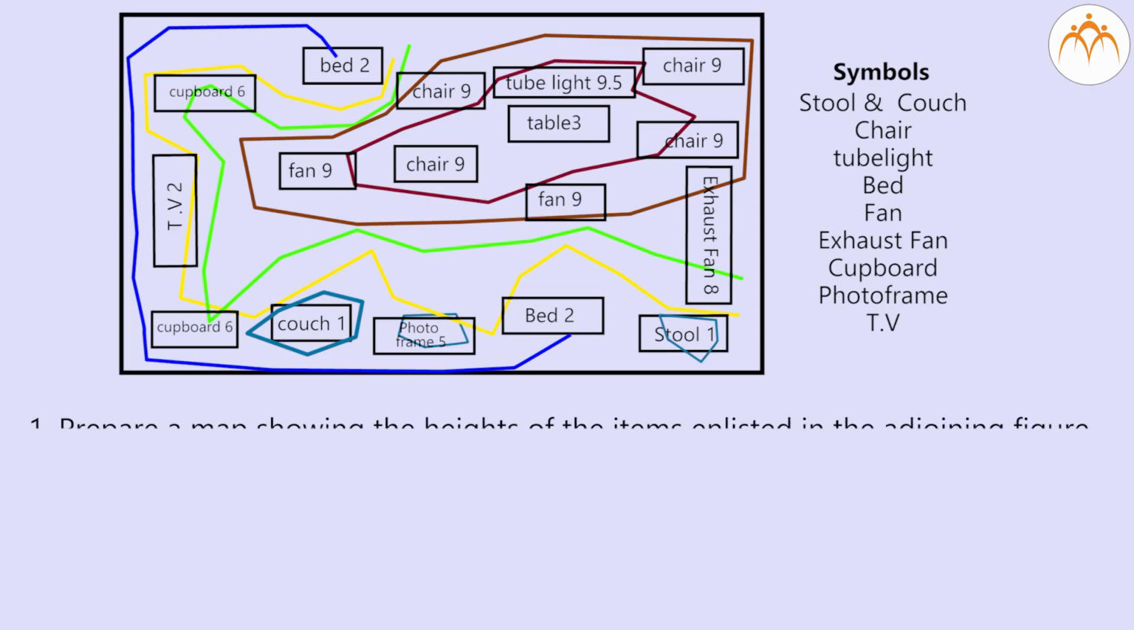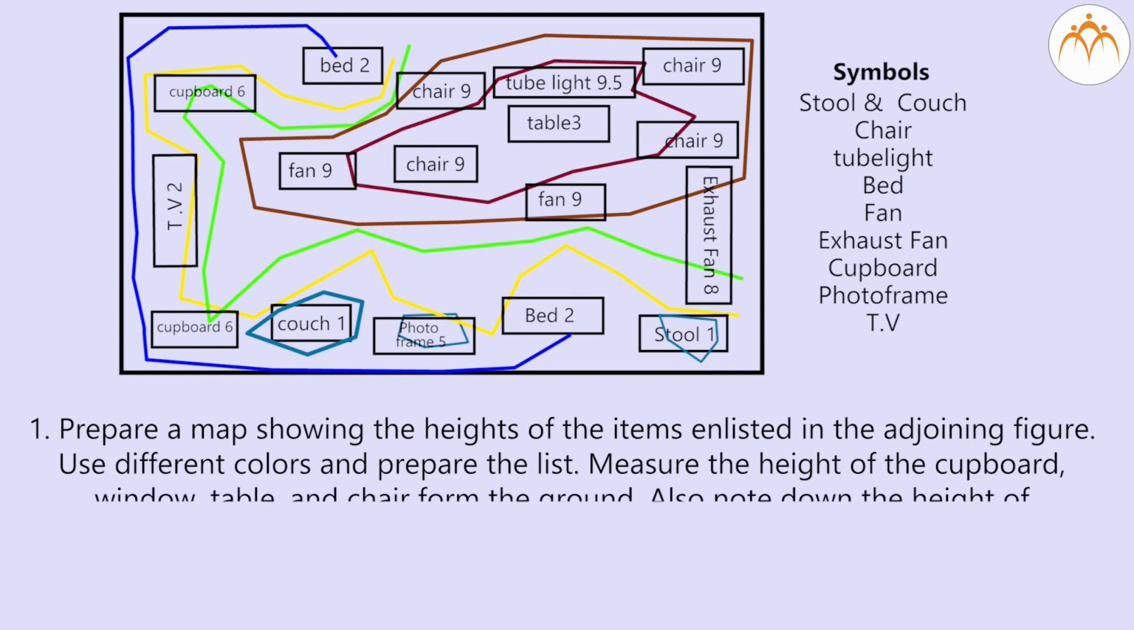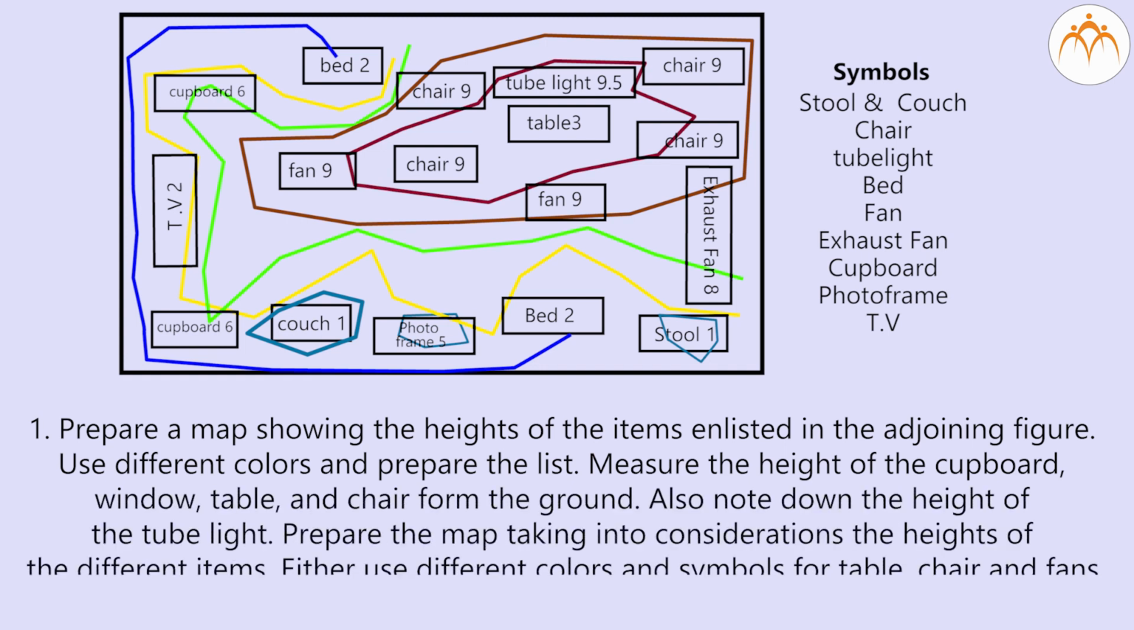Exercise. Prepare a map showing the heights of the items listed in the adjoining figure. Use different colors and prepare the list. Measure the height of the cupboard, window, table and chair from the ground. Also note down the height of the tube light. Prepare the map taking into consideration the heights of the different items. Either use different colors or symbols for table, chair and fans.